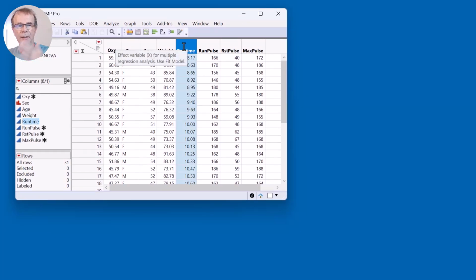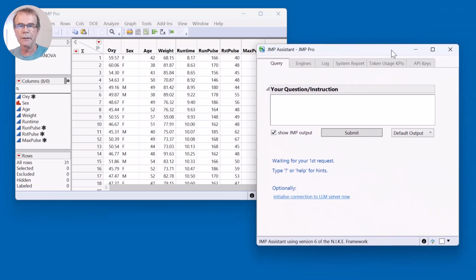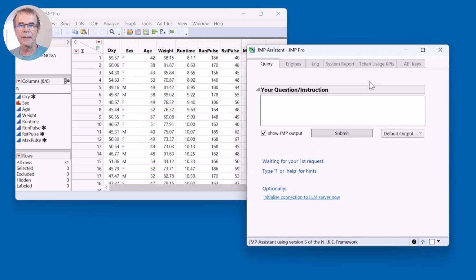And runtime is the subjects would run a particular distance. How long did it take them to run a particular distance? This isn't a video about these data, but I'll give you some context. What we're going to look at is this JMP assistant, which is based on what I'm calling the NIKE framework. NIKE: navigation, interpretation, knowledge, and execution. I'm going to use a couple of data sets which show the power of this holistic approach of using all of these different components of the framework. But for these fitness data, I want to focus on those individual pillars.